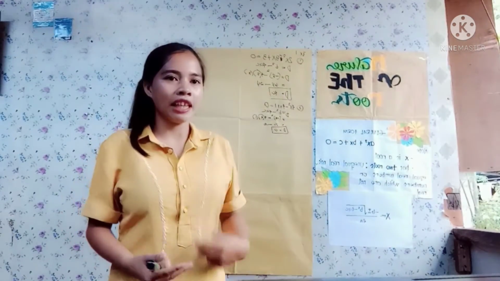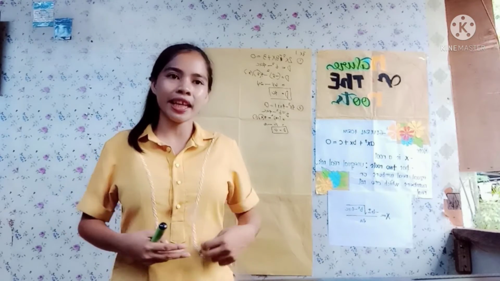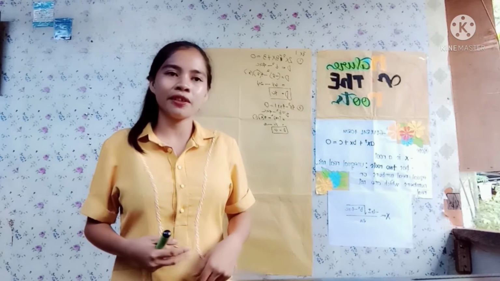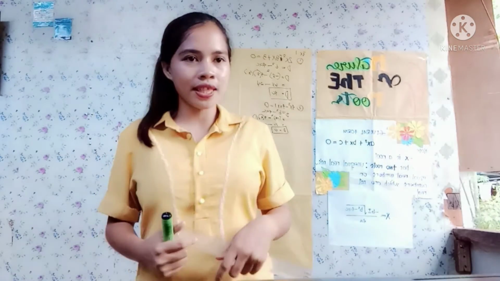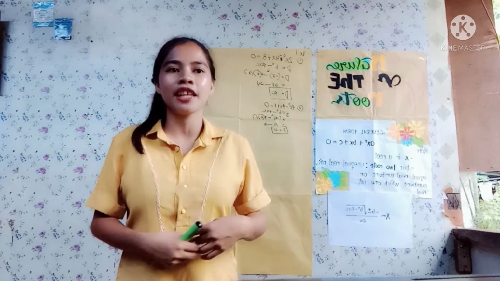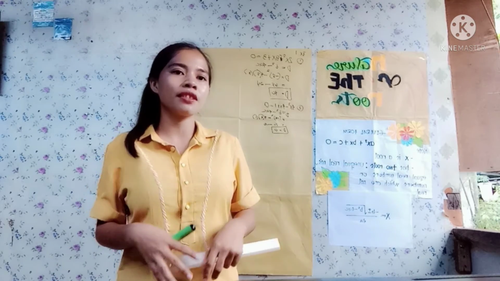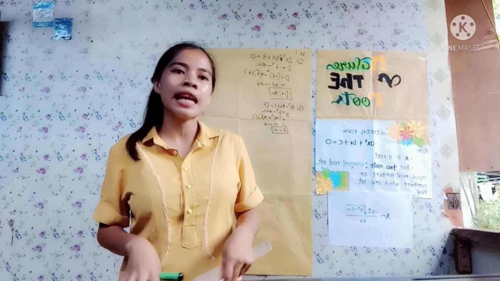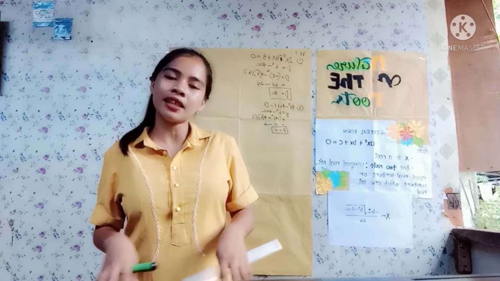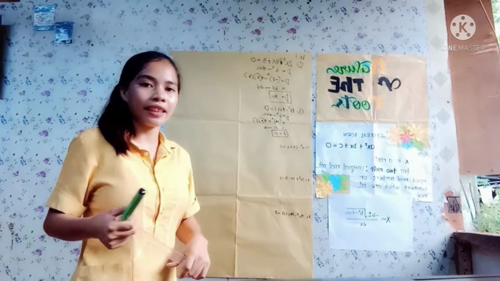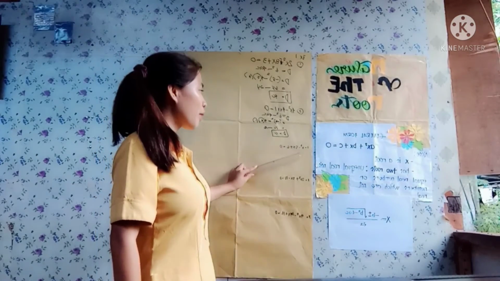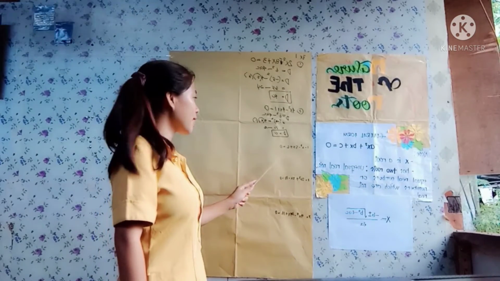Let's try to find out why you were or weren't able to get the correct solution, and how you were able to identify the roots and determine their nature. So, what is the first thing to do in solving the given equation, and what is your basis in identifying the nature of the roots? Now let's discuss item number 1, which is x squared minus 5x plus 6 equals 0.